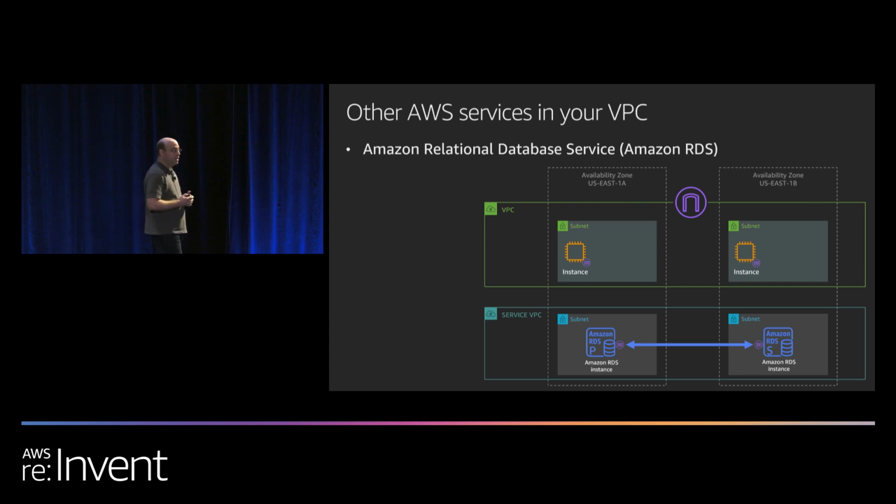And so to do that, AWS extends elastic network interfaces into your VPC using the IP address range in the CIDR block that you've defined for your subnets. And that is your entry point into that service.